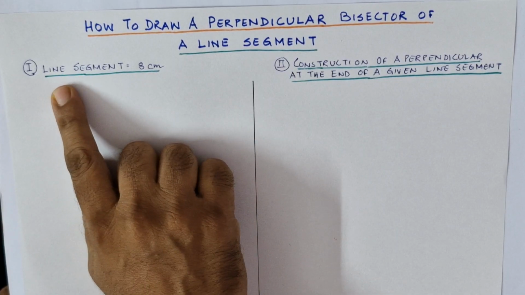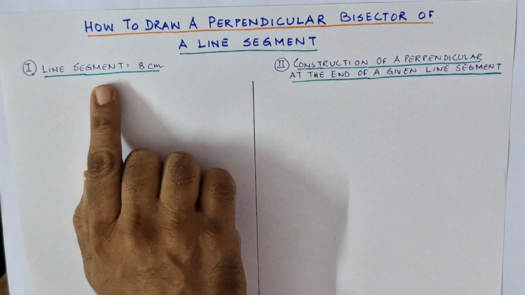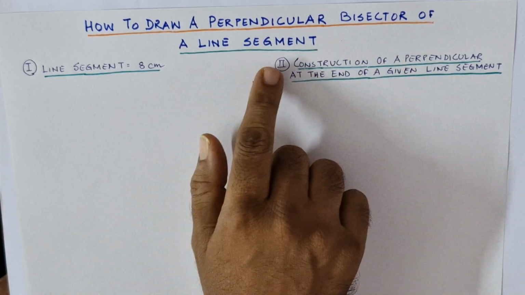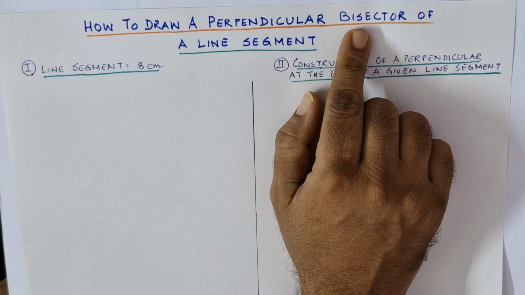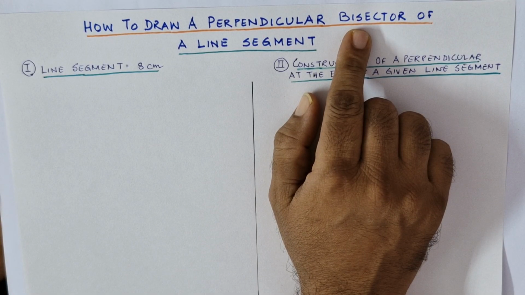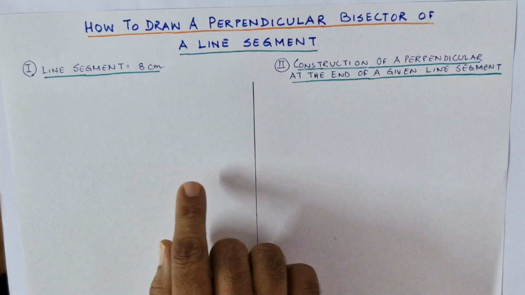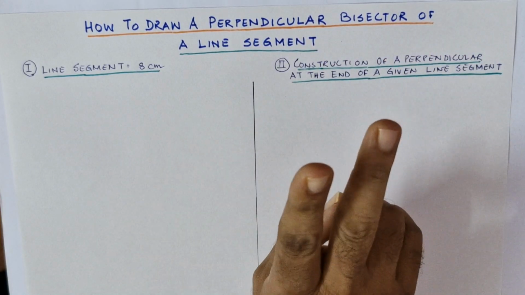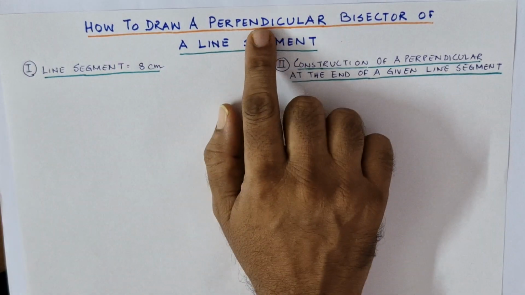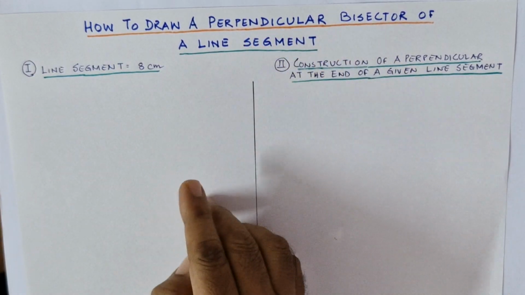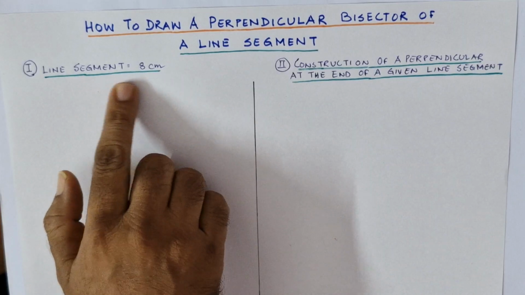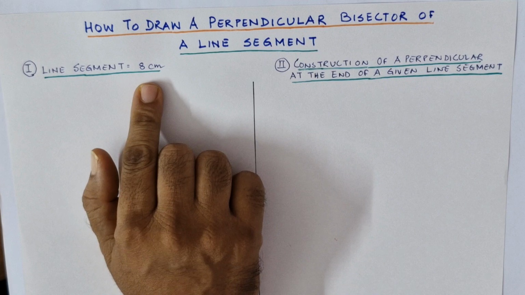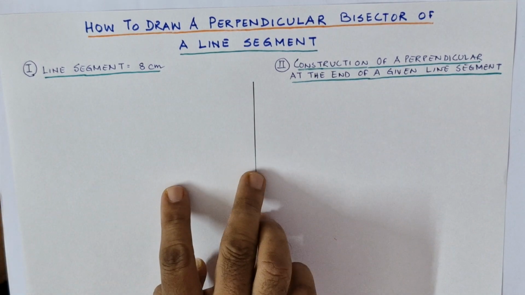For example, in this first case, we have been given a line segment of 8 centimeter, and on this line segment we have to draw a perpendicular bisector. Now, what is the meaning of bisector? It means a particular line which is going to divide another line into two equal halves, making the intersection angle at 90 degree. Got it? So, what is a perpendicular bisector? It means a perpendicular which is going to bisect this particular line segment. As here the line segment is 8 centimeter, it is going to divide it into 4 centimeter each.